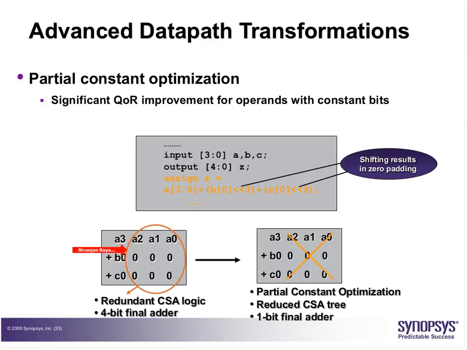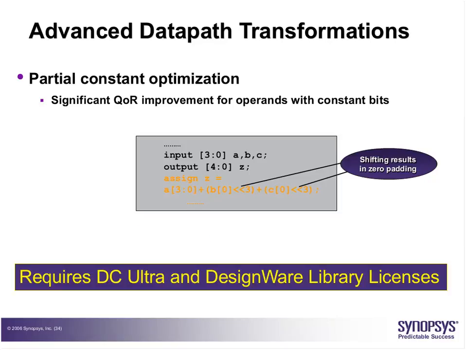So here they are 1, 2, 3, and 4. 4 additions taking place, but after doing the partial constant optimization, this is removed and only 1 level of addition is there, right. So obviously a great area saving is made by DC.